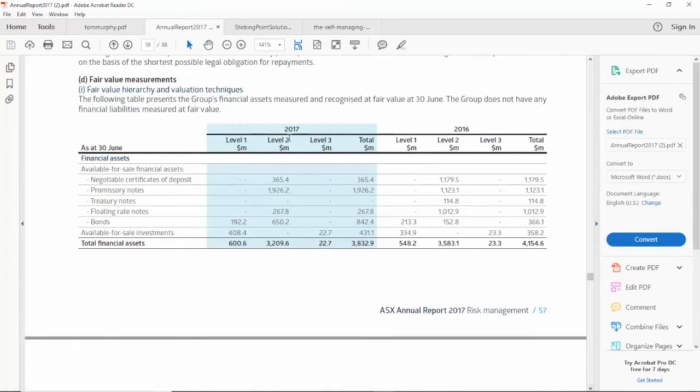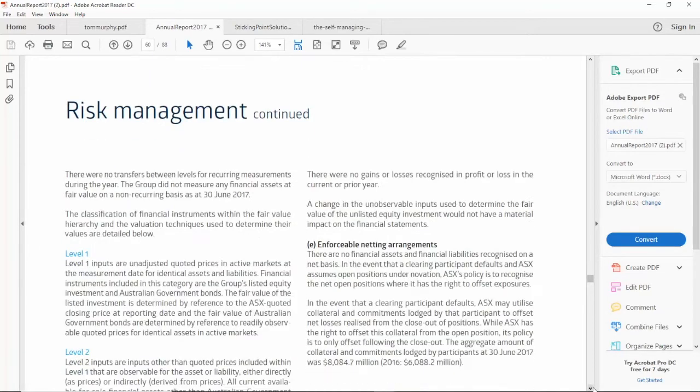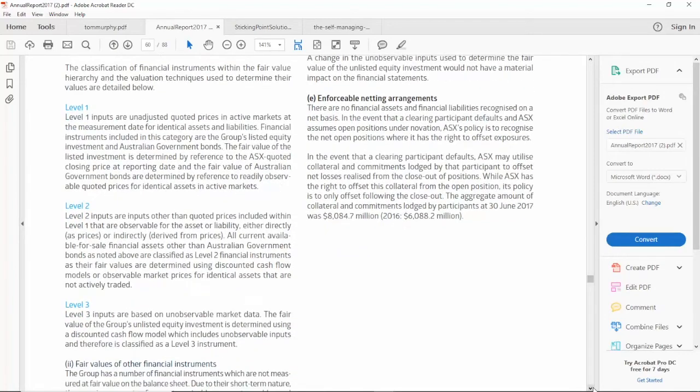Talking about the level of their financials, Level 1 are essentially publicly traded things, or things that can be easily valued. Level 2 are harder to value. Level 3 are sometimes almost impossible to value. Some things like derivatives, I think, usually fall into Level 3.